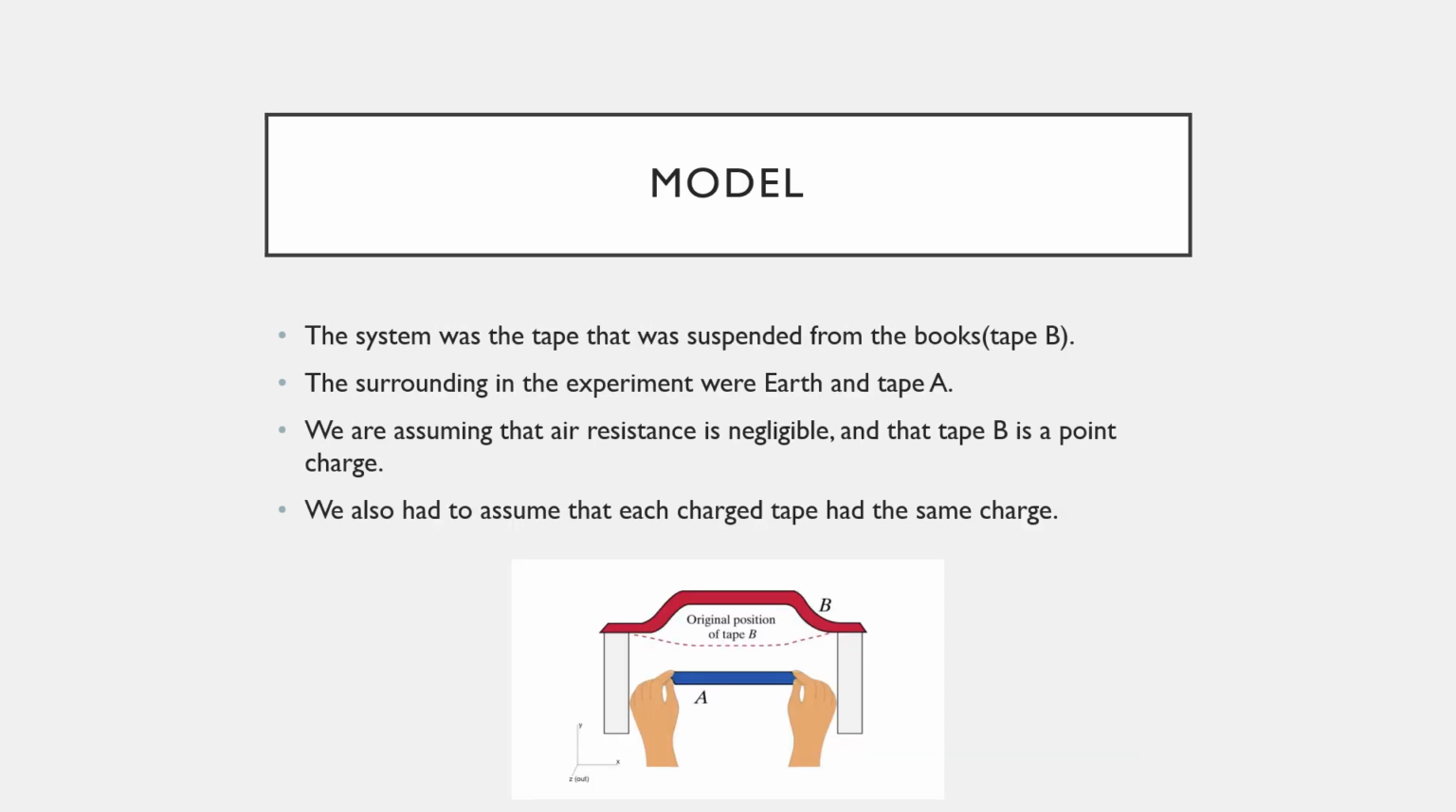So for the experimental model, which was kind of described already, the tape was suspended from the books, and then we brought the tape from underneath. We are assuming that air resistance is negligible, that tape B is a point charge, and that each piece of tape has the same amount of charge.